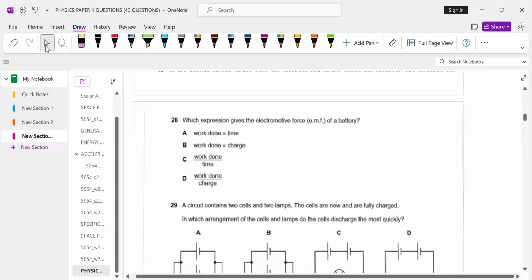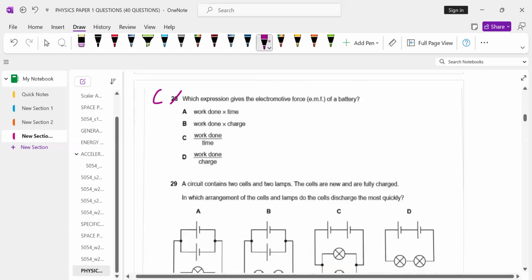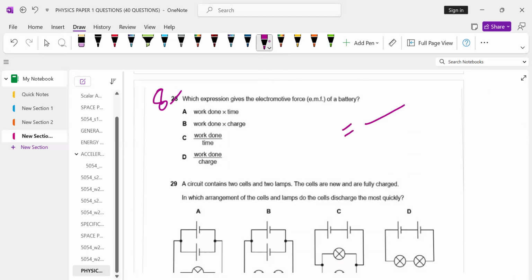Then question number 8. Which expression gives the electromotive force, EMF, of a battery? So the formula for EMF is work done divided by charge, which is option D. Option D is correct for question number 8.